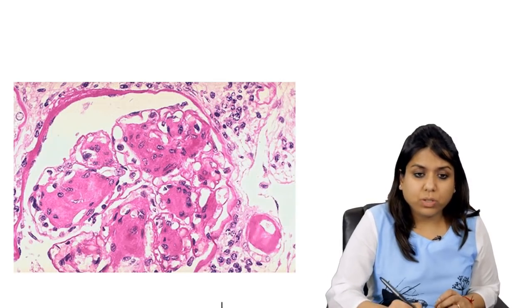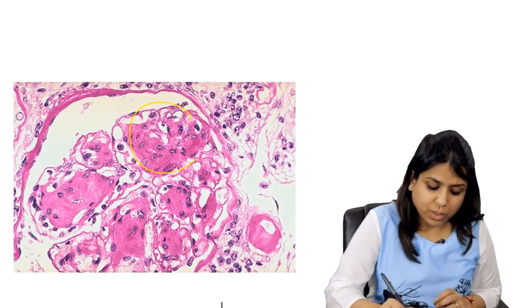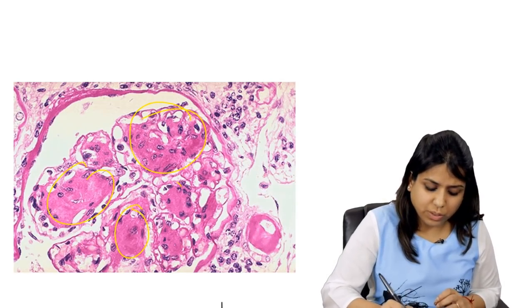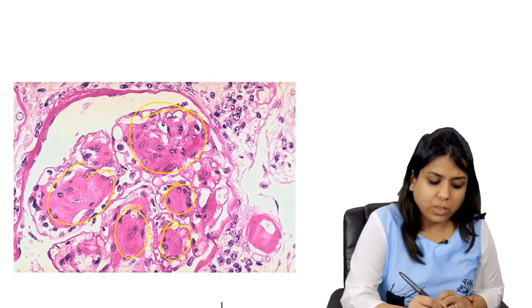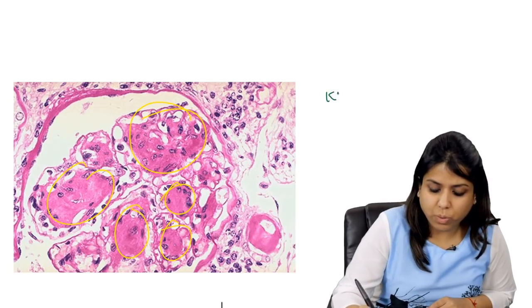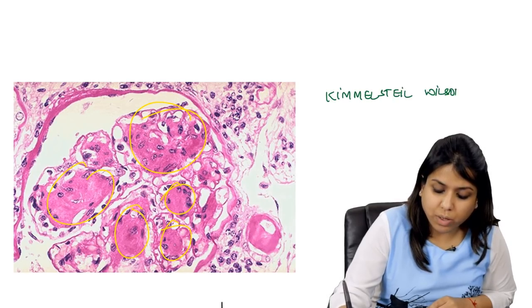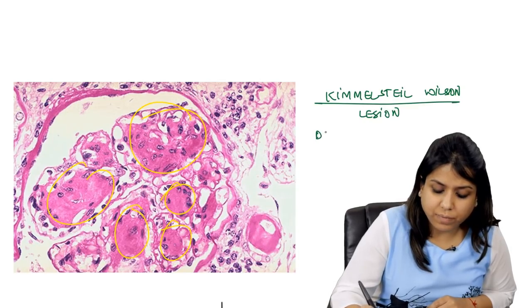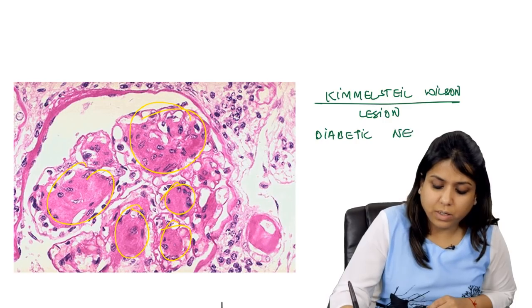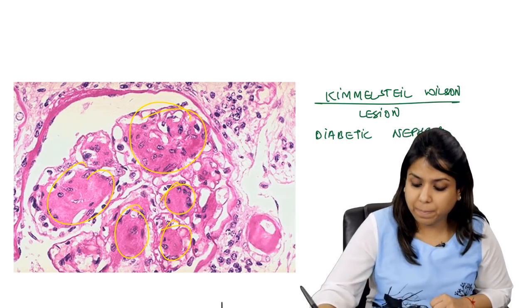This image shows nodular glomerulosclerosis. Can you appreciate these nodules, pinkish nodules? This is nodular glomerulosclerosis, also called Kimmelstiel-Wilson lesion, which is a characteristic feature of diabetic nephropathy. It is a characteristic feature of diabetic nephropathy, Kimmelstiel-Wilson lesion, right?